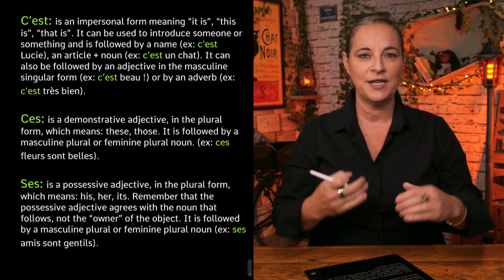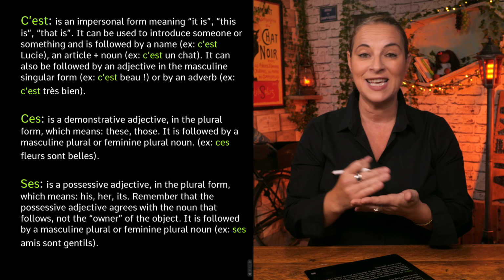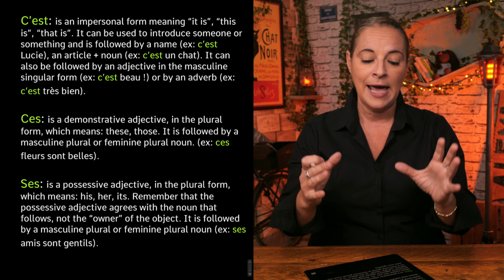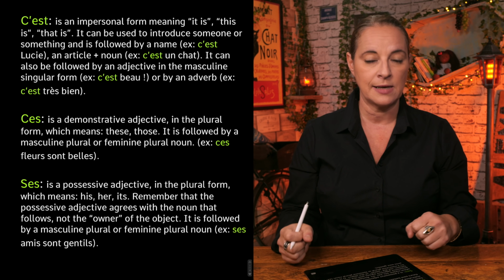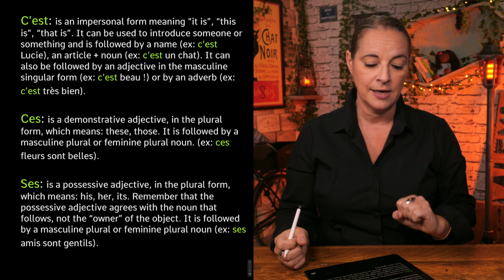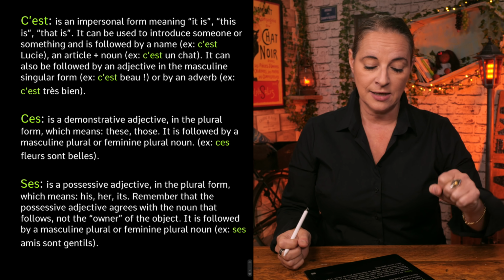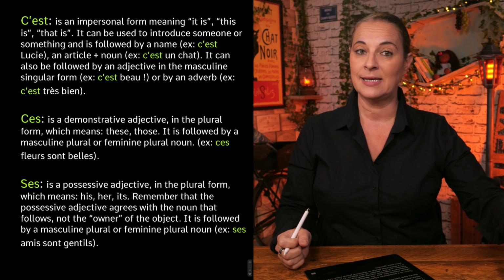C apostrophe E-S-T. Now, it is an impersonal form, meaning it is. Say, it is, or this is, or that is, okay? It can be used to introduce someone or something and is followed by a name. For example, c'est Lucie. This is Lucie. It can be used with an article and a noun. For example, c'est un chat.